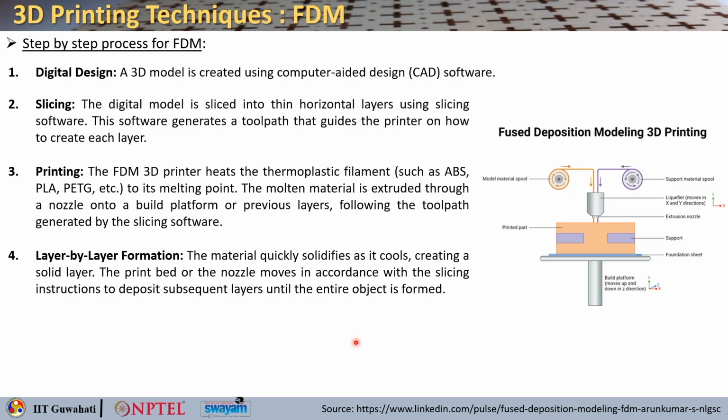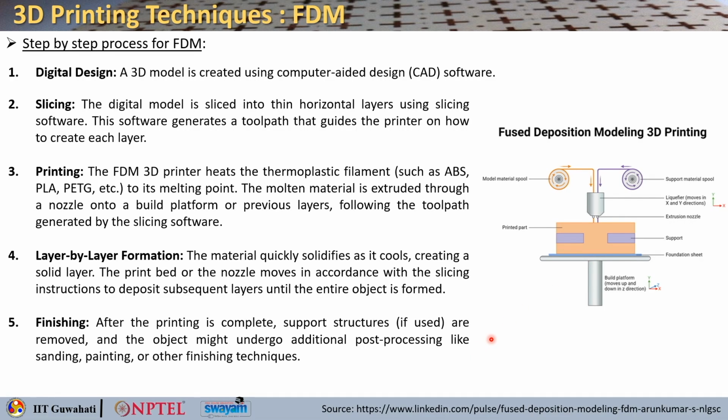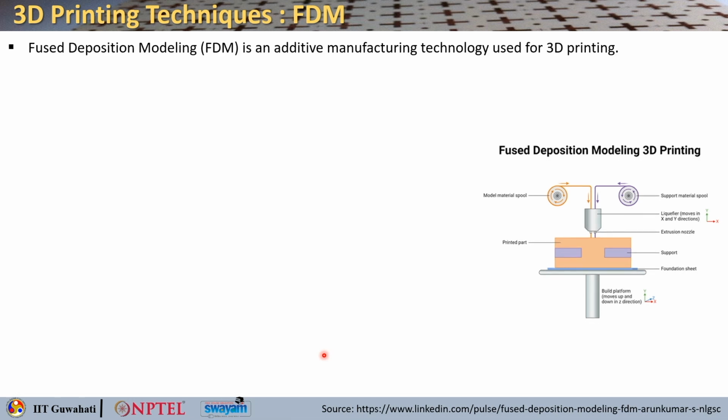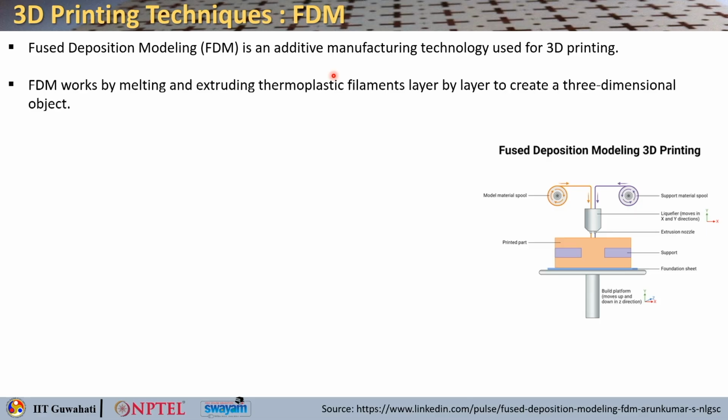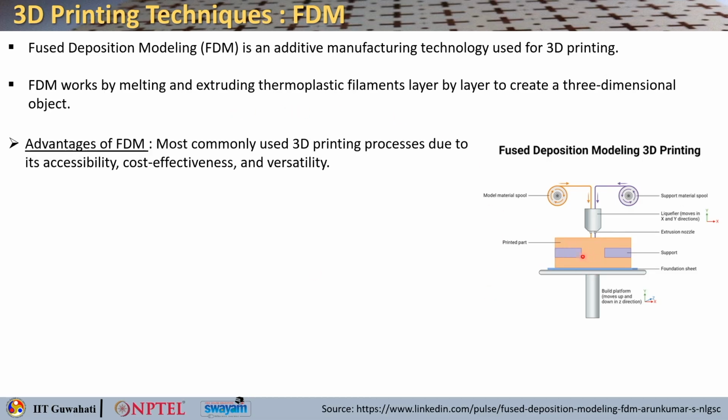The print bed or the nozzle basically moves in accordance with the slicing instruction to deposit subsequent layers until the entire object is formed. And after the printing is complete, the support structure, if they are used, will be removed, and the object might undergo some additional post processing like sanding, painting or other finishing techniques to give you the final product. Okay. So, what we saw is that FDM is an additive manufacturing technology that basically uses 3D printing. So, it works by melting and extruding the thermoplastic filaments layer by layer, and it creates a 3-dimensional object.